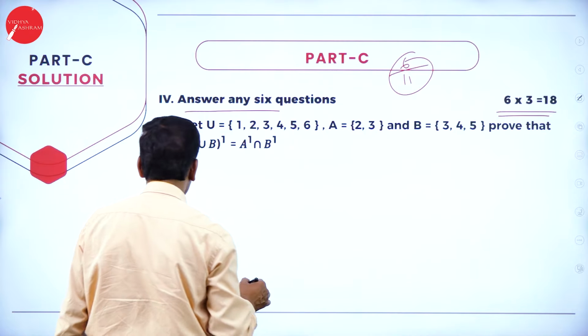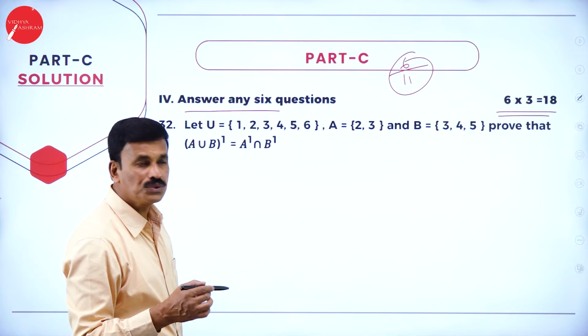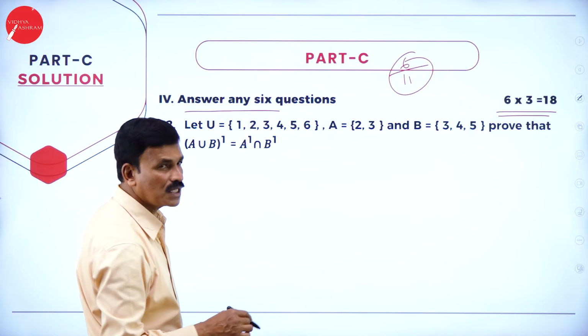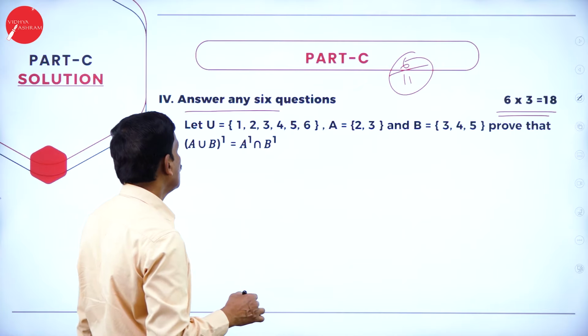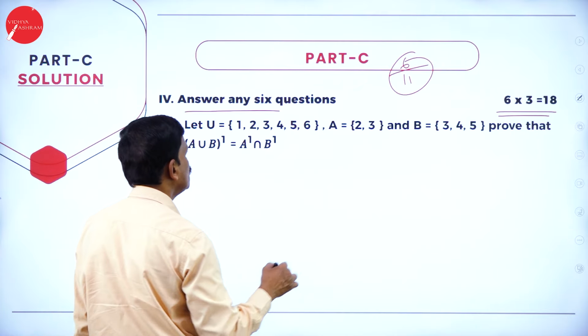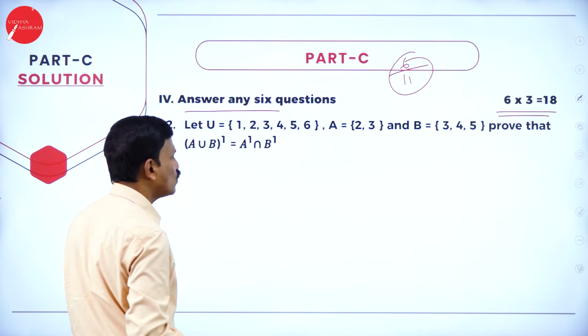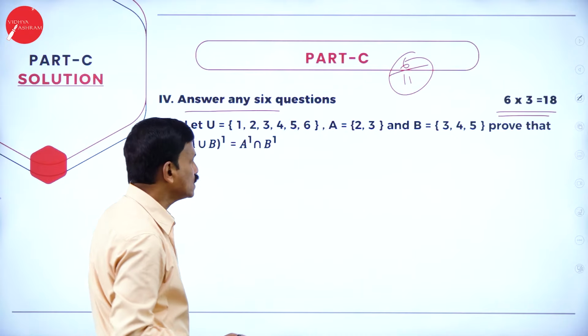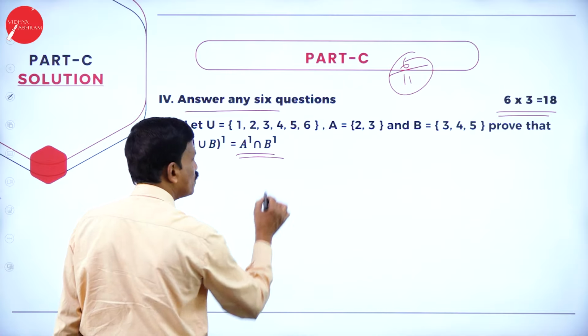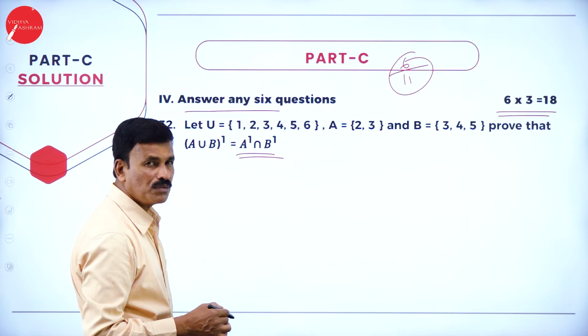The first problem: let U is equal to {1, 2, 3, 4, 5, 6, 7}. A universal set is given. And A is equal to {2, 3}, B is equal to {3, 4, 5}. Prove that (A union B)' is equal to A' intersection B'. This is called De Morgan's law. So, proving De Morgan's law.